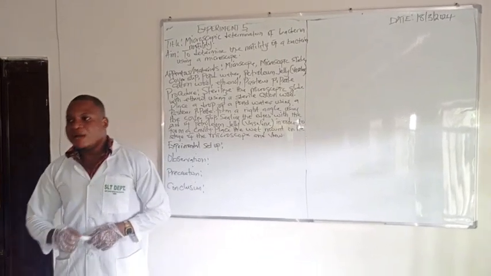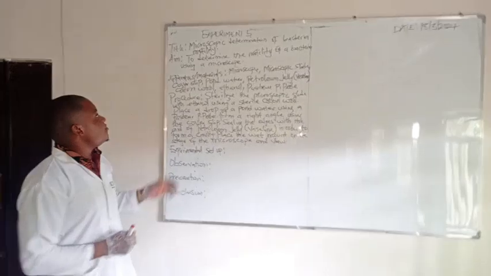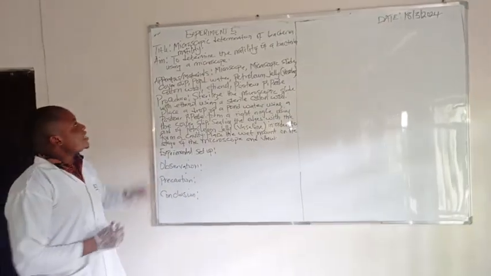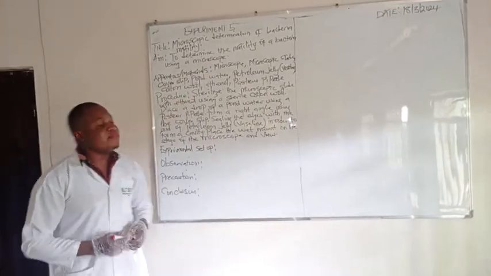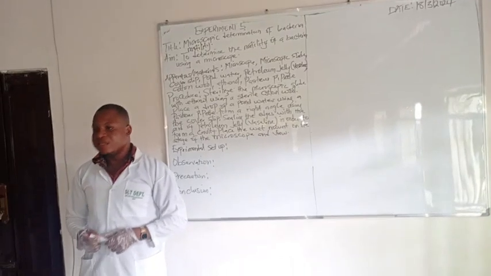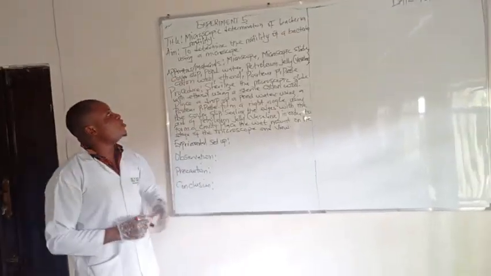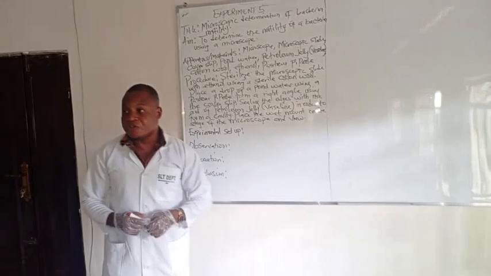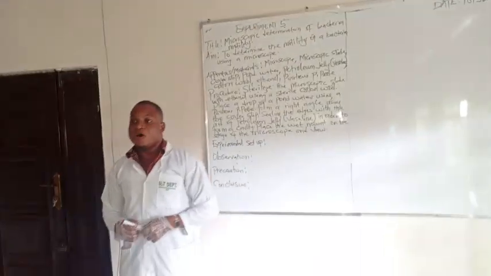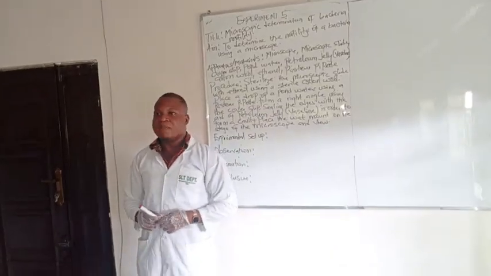Today we are looking at biology practical, experiment 5. The title of the experiment is Microscopic Examination of Bacterial Motility. The aim is to determine the motility of the bacteria using what? A microscope. Now, before we go on, what do you understand by motility of bacteria?